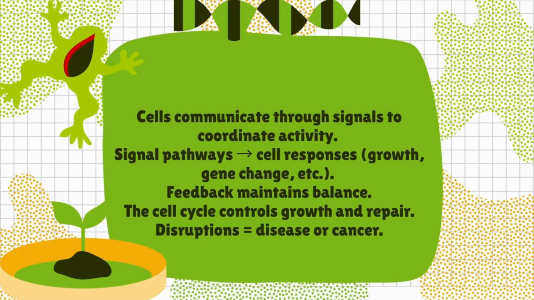To wrap up, cells communicate through signals to coordinate activity. Signal pathways lead to cell responses like growth or gene changes. Feedback loops maintain internal balance, and the cell cycle controls growth and repair. If something goes wrong, that's when diseases like cancer can develop.